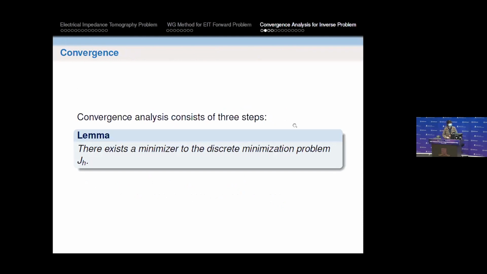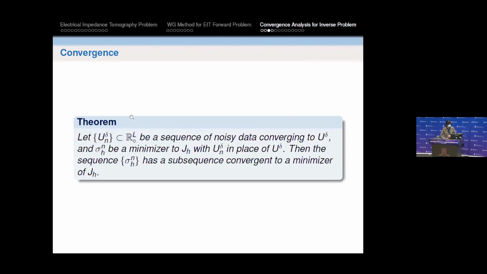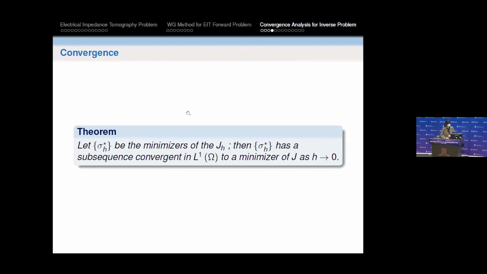The convergence analysis of this algorithm consists of 3 steps. First, we prove that this discretized version J_h also has at least a minimizer. And just as the continuous J, it is stable with respect to the noisy measurement. In the end, we prove that if sigma_h star is the minimizer of J_h, then this sigma_h star has a subsequence that would converge in L2 to a minimizer of the continuous minimization problem J as the mesh size goes to 0. And that is the end of the convergence analysis theoretically.